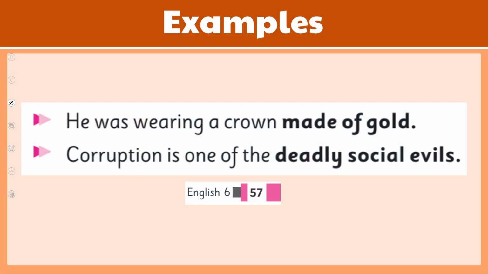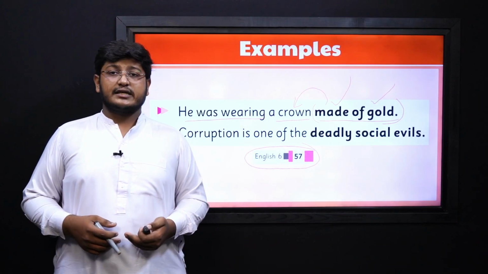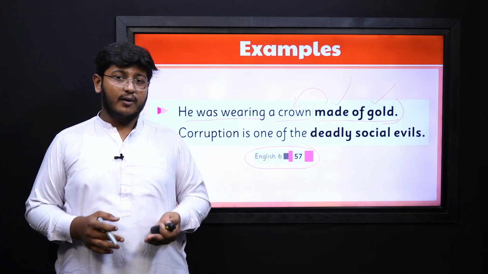So there is a sentence on page 57, and what is written in this sentence? He was wearing a crown. So what is the quality of a crown? This phrase tells us about the quality of a crown. The crown is made of gold. So made of gold is actually a descriptive detail which is about the crown. That's why this complete phrase is working as an adjective for the crown. That's why this phrase made of gold is an adjectival phrase. I hope you guys understand.